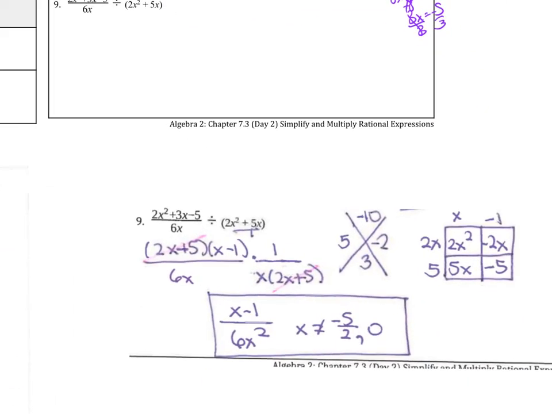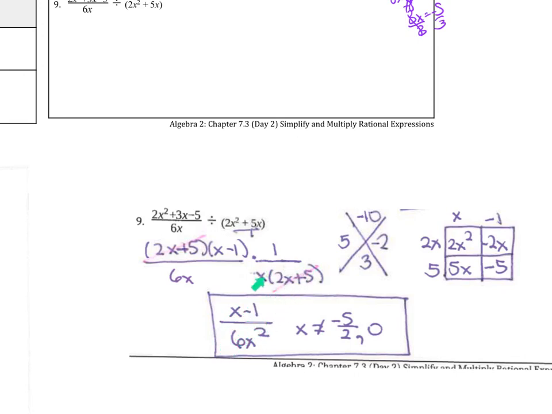So trying this out, the numerator factors. So over here, what multiplies to negative 10 that adds to 3? That's 5 times negative 2. Fill in the box. And then x goes on top for mine, and 2x on the right because it's a factor of 2x. And then x times 5 is 5x, and then negative 1 times 5 is negative 5. So these are the factors of this numerator, 2x plus 5 times x minus 1 over 6x. Then I flipped and multiplied. I factored out an x at the same time. So x times 2x plus 5. Then the 2x plus 5 cancels, so we're left with x minus 1 over 6x squared.